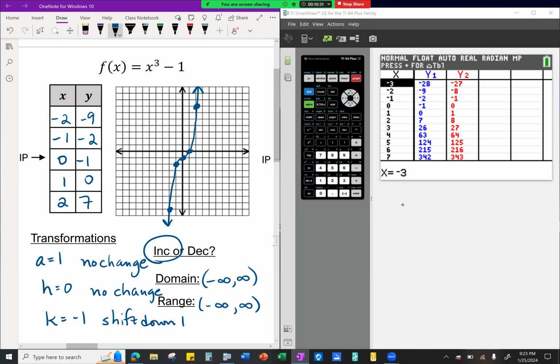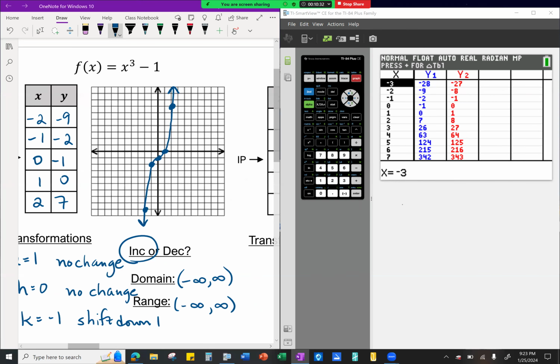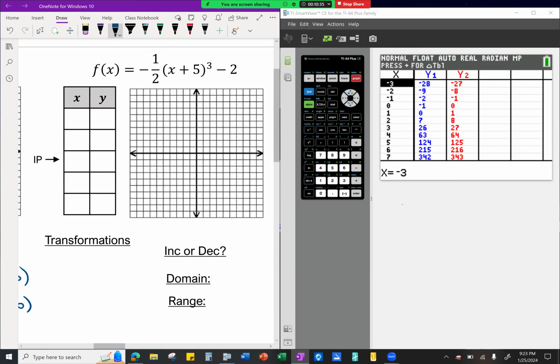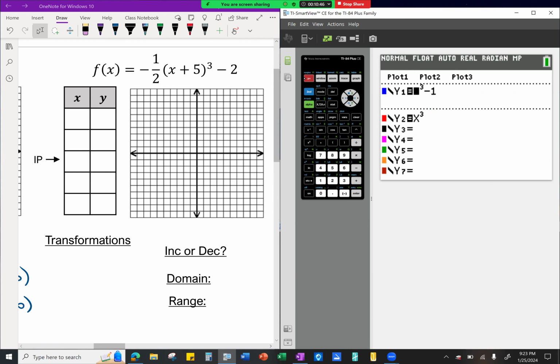Okay. Next. Okay, this one looks like we got all kinds of stuff going on. Several transformations. I'll put this in my calculator, make myself a table. You do the same. Practice for yourself. And I'll pause, you pause, and we'll get the table filled in and the graph drawn.